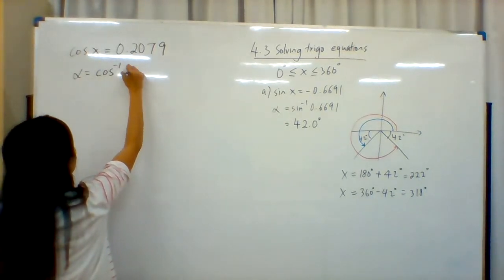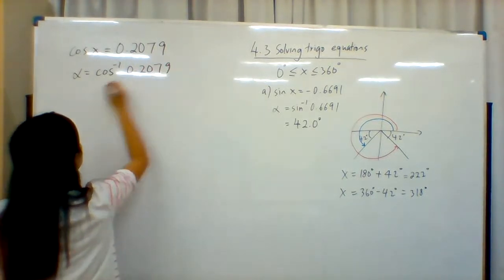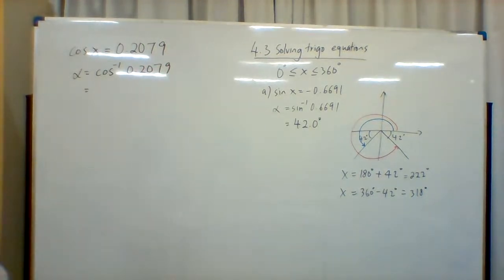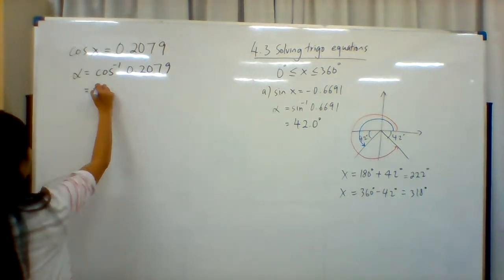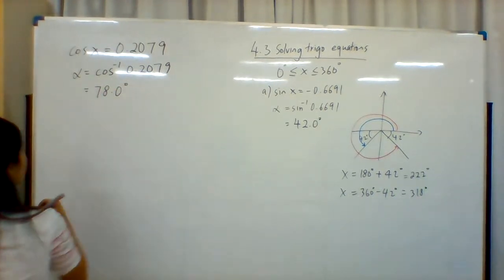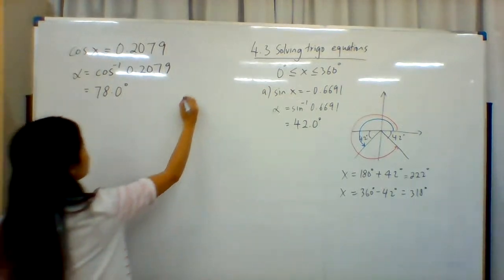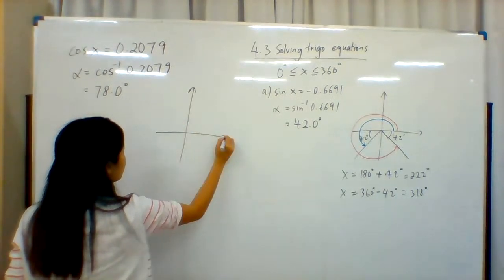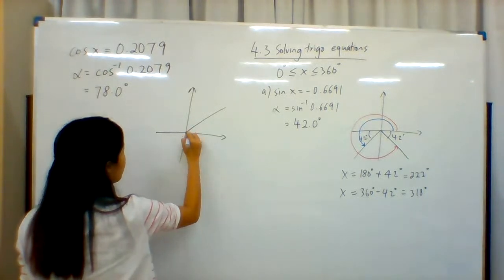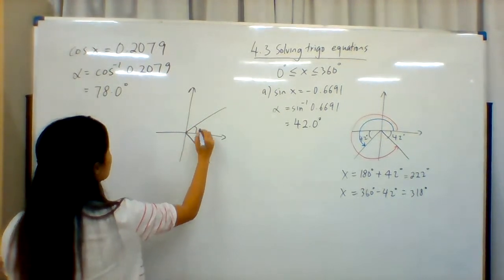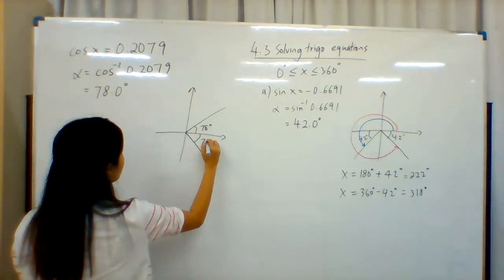shift cos of your value, then round off to one decimal place, you get 78.0. Okay, then remember, cos is positive, so it's in which quadrant? First and fourth. So your basic angle will be here, 78 and 78.